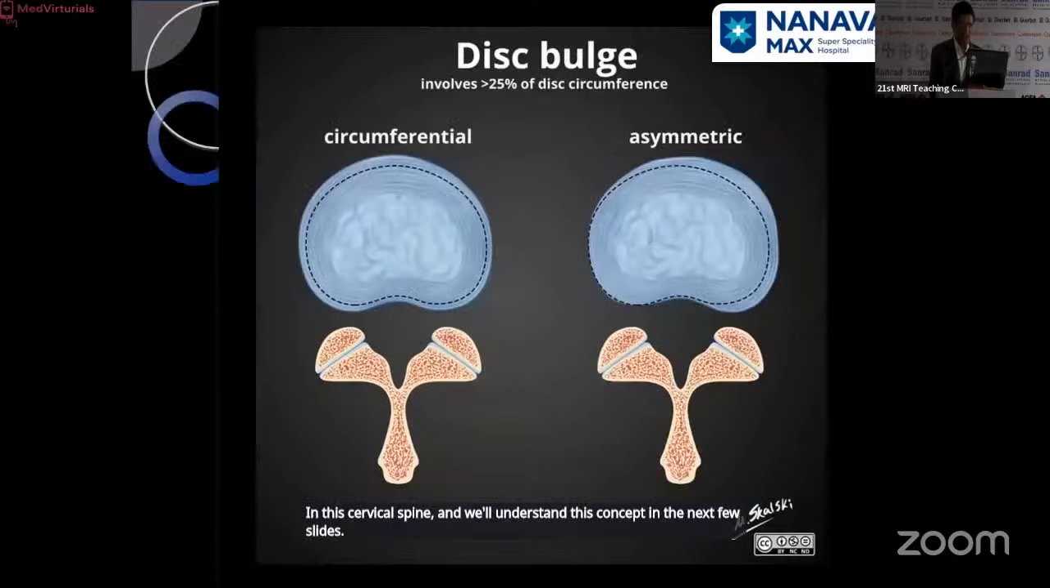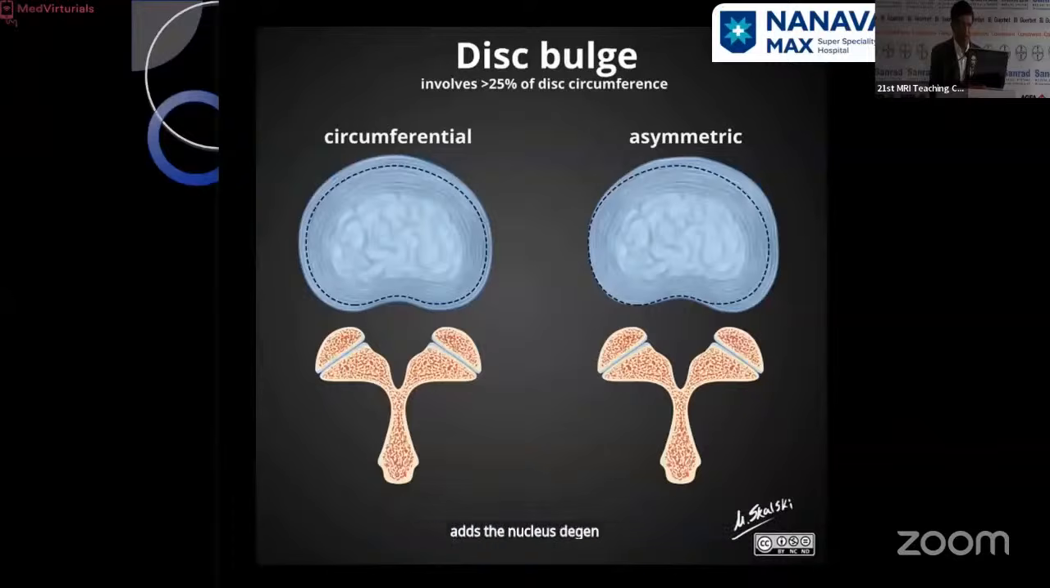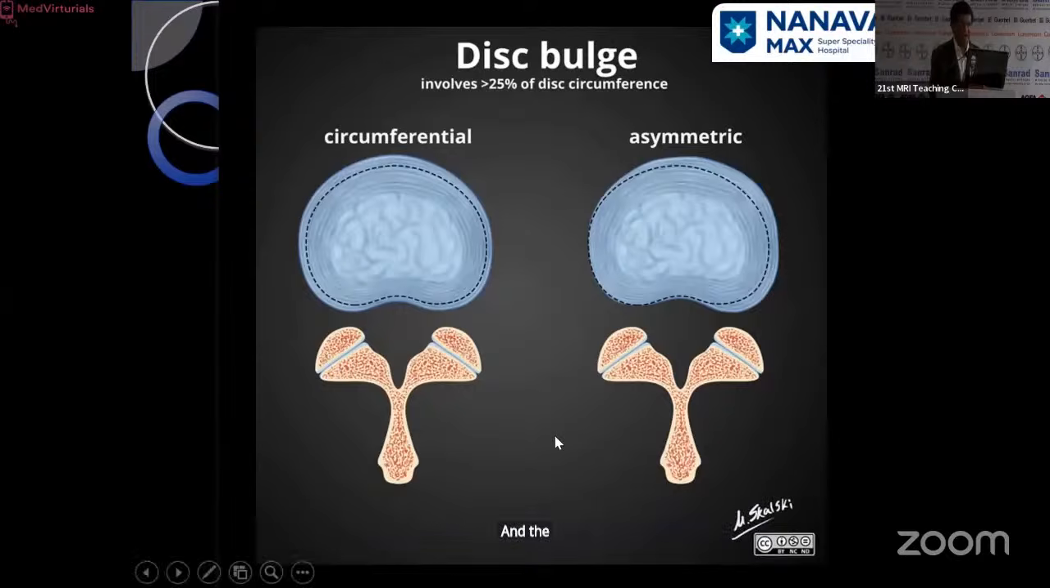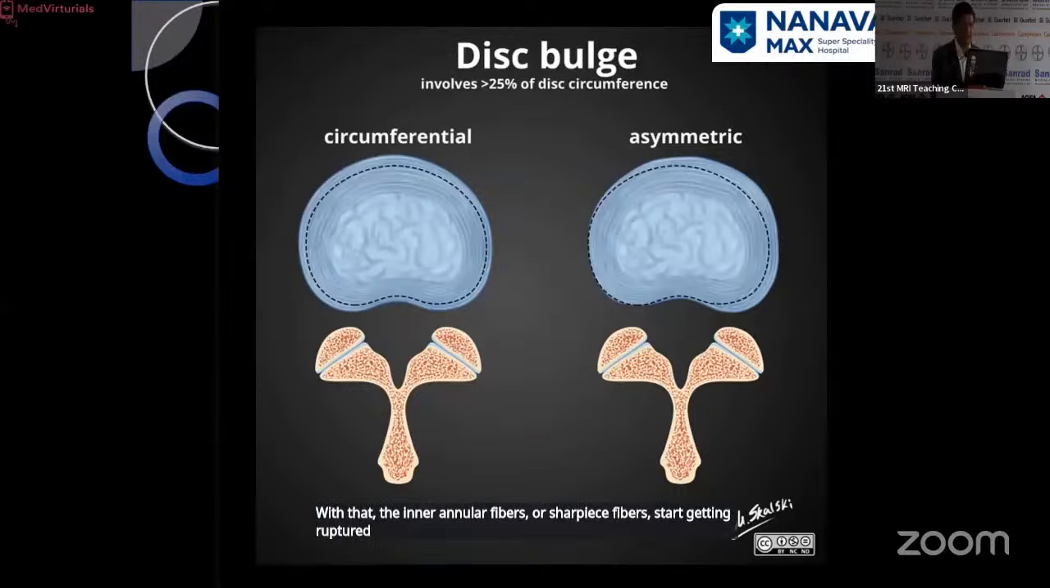As the nucleus degenerates with aging or chronic microtrauma, the water, which I said is 95% in the nucleus, starts getting lesser and lesser, and the disc gets less and less bright on T2. With that, the inner annular fibers or Sharpey's fibers start getting ruptured, and the outer annular fibers start bulging beyond the end plates of the superior and inferior vertebra.